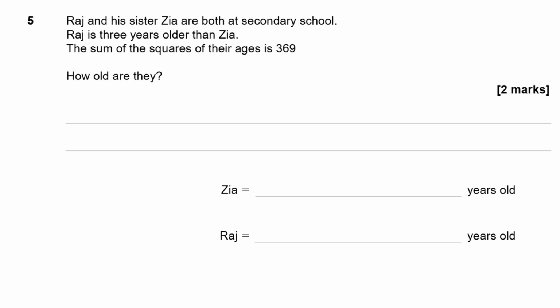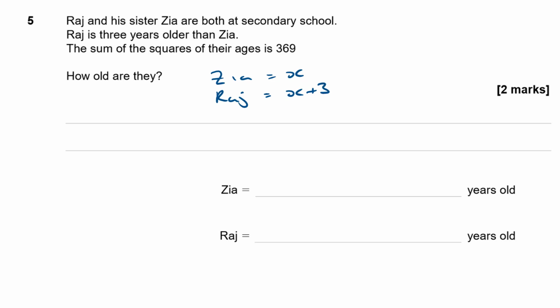Question 5. Raj and his sister Zia are both at secondary school. Raj is 3 years older than Zia. The sum of the squares of their ages is 369. How old are they? Okay, so we don't know either Raj's or Zia's age, but we do know their age relative to each other. So Raj is 3 years older than Zia. So let's say that Zia has an age of x, then Raj is going to be 3 years older, so that is x plus 3.